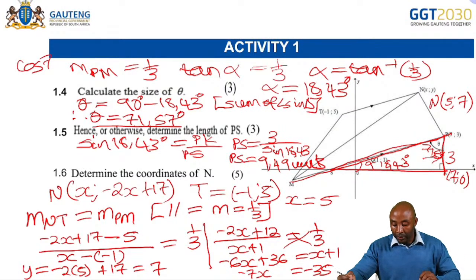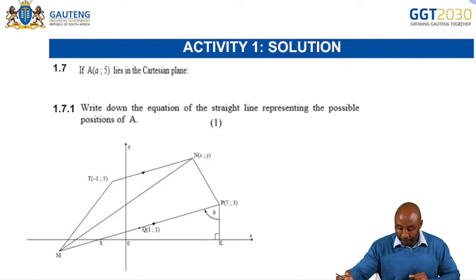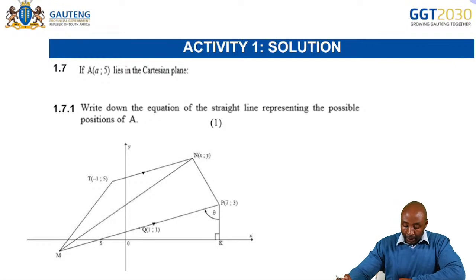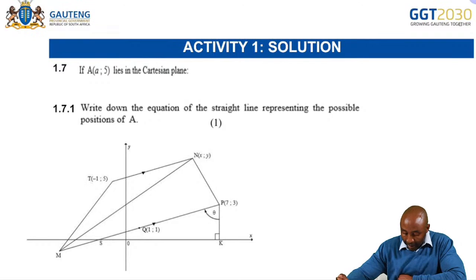That's why we need to do some work and thinking, hence it is 5 marks. Because of time, let me move a bit faster. 1.7. I will not give you time to do this one, but we will do it together.